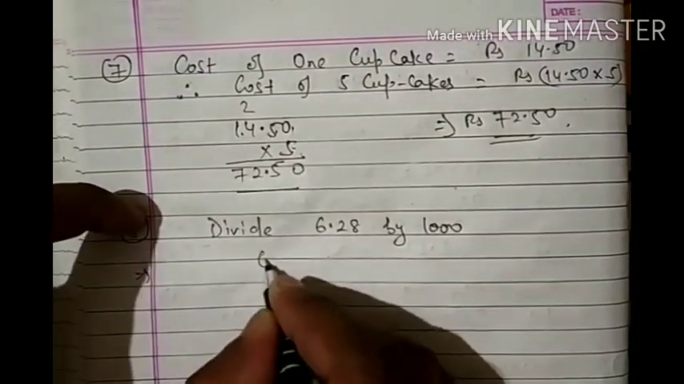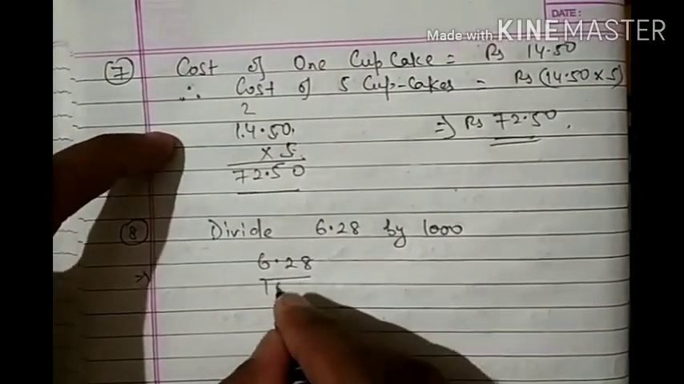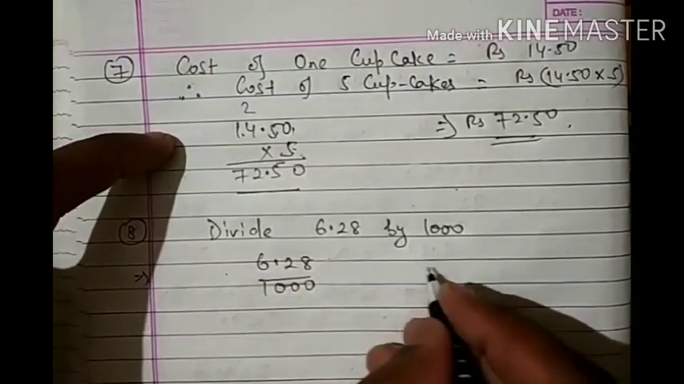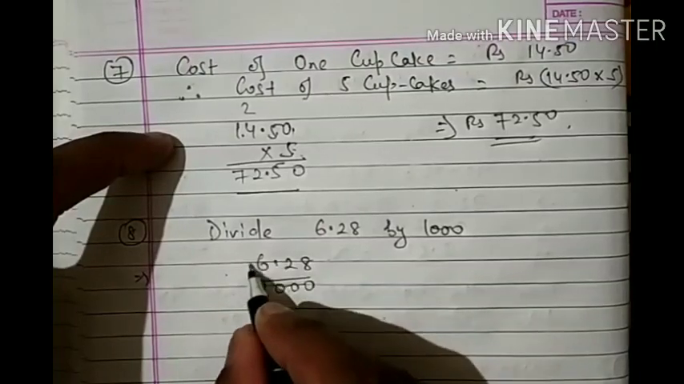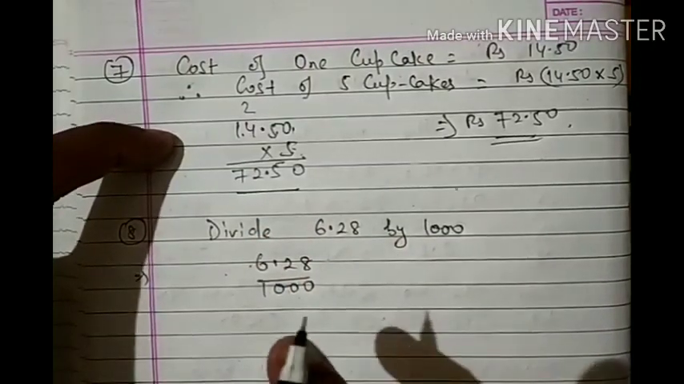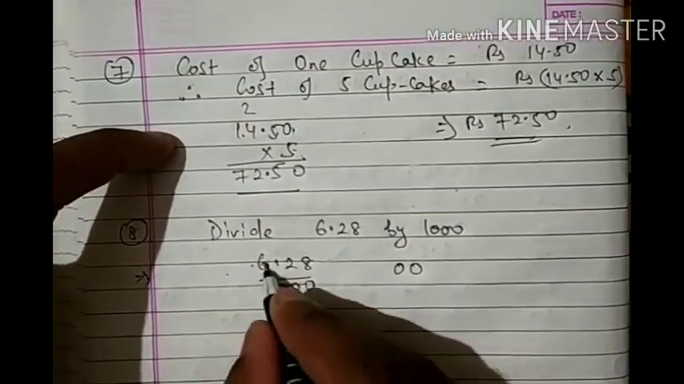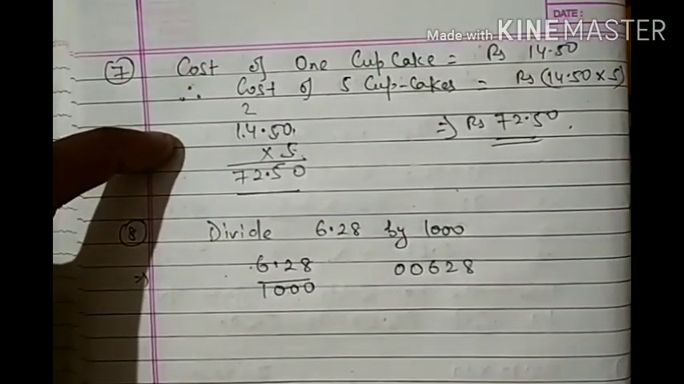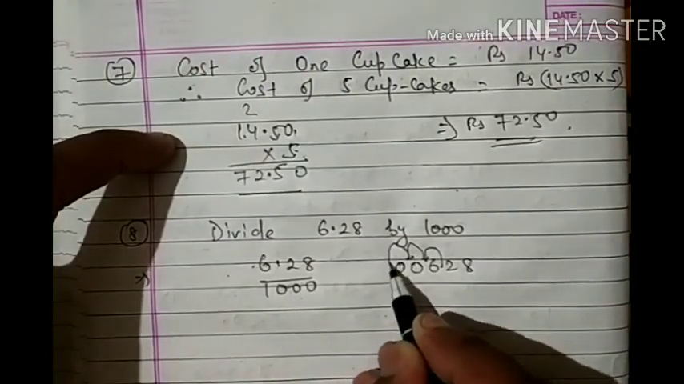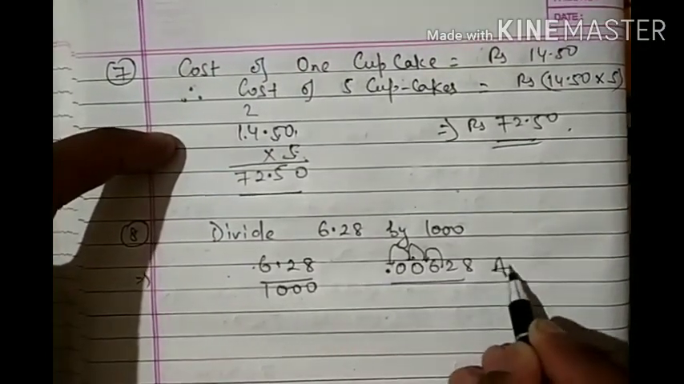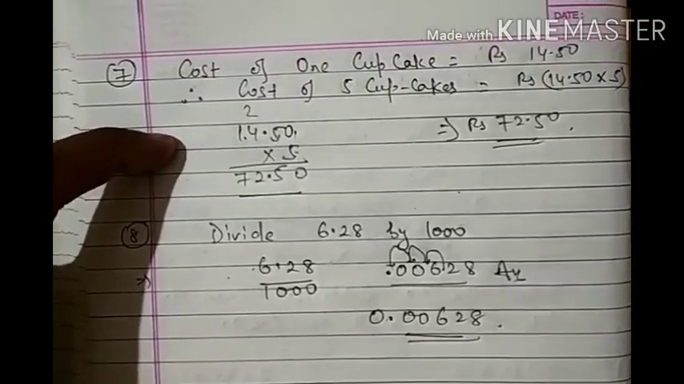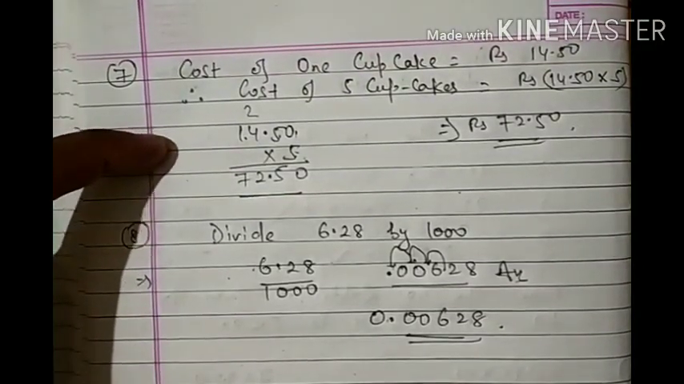That is, 6.28 divided by 1000. So we will shift the decimal 3 steps towards the left. So what will be our answer? One step will be 6, but still we need 2 steps, and we don't have them, so we will write 2 zeros and then 6 2 8. Understand it very clearly. The decimal was here, so first place, second place, and third place. Here will be our decimal. This will be our answer: 0.00628. I hope it is clear to everyone.